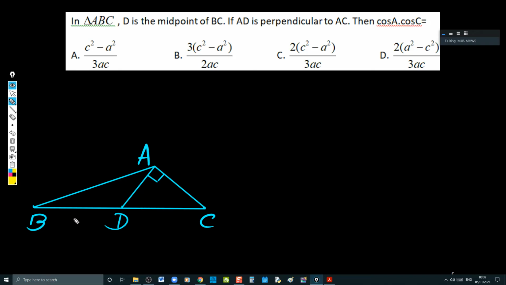Because D is the midpoint, let me say this is a by 2, and this is also a by 2. This is small b, this is c. So that is the data given. According to that, what he is asking for is cos A into cos C.